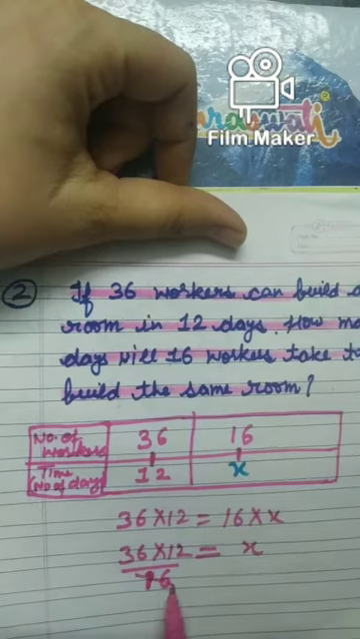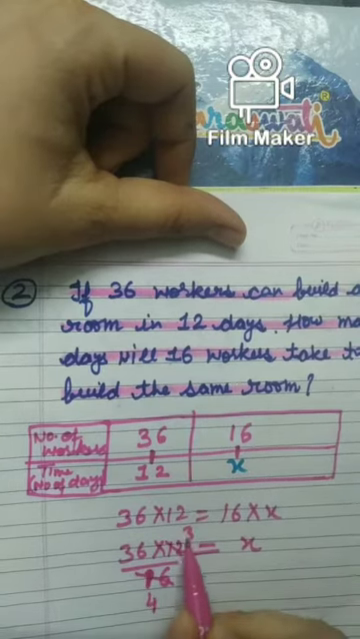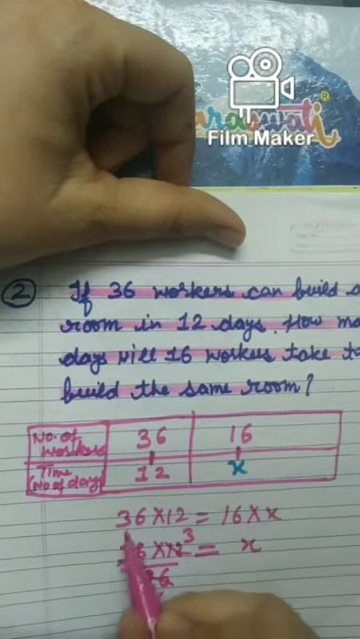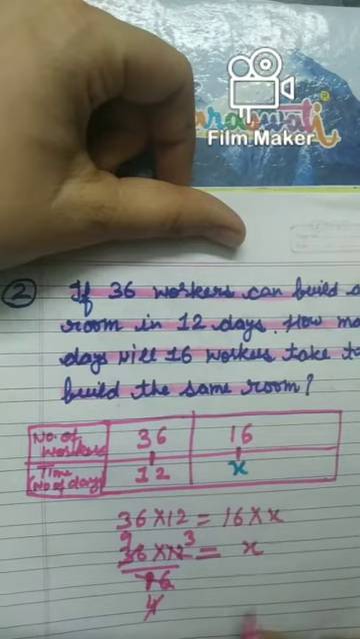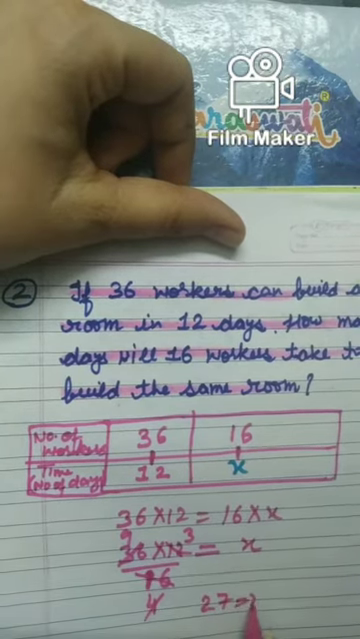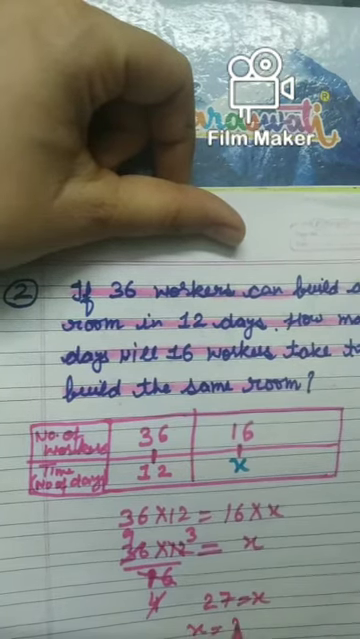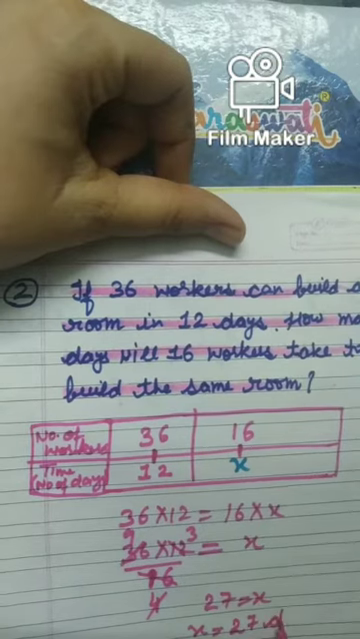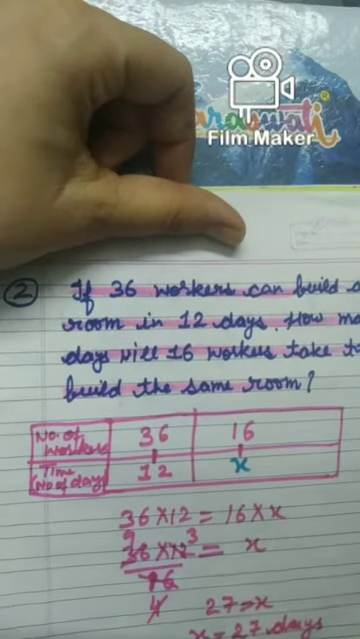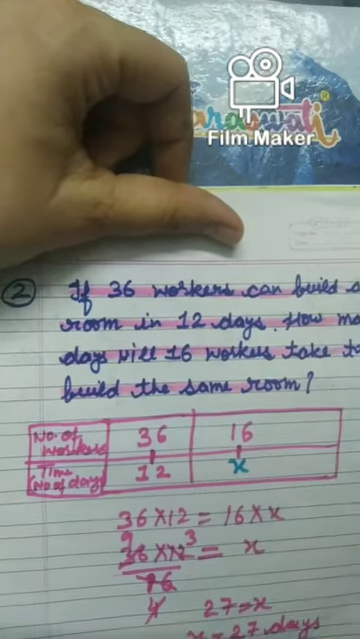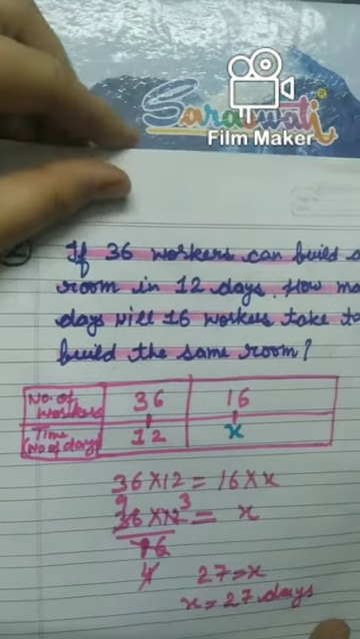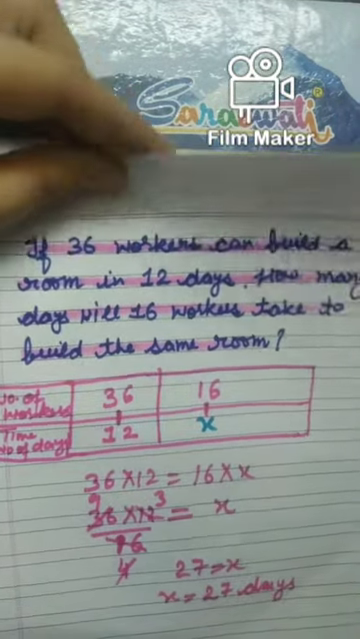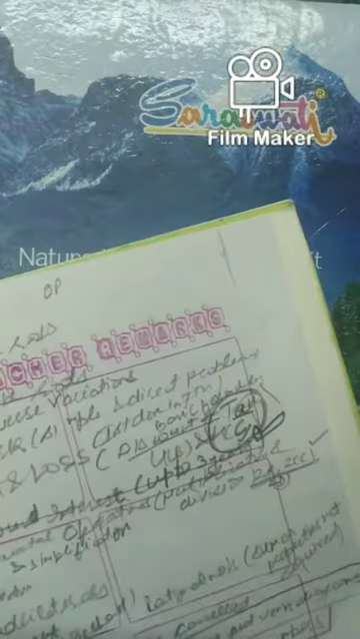So beta, see, 4 4s are 16, 4 3s are 12. This will be 4 9s are 36. So 9 into 3, 27. So I have come to know that in 27 days, this work will be completed by 16 workers. I hope it is clear to you. Okay, coming to the next one, beta.